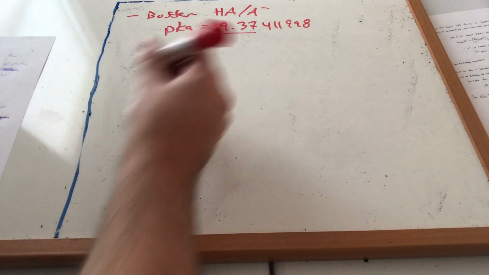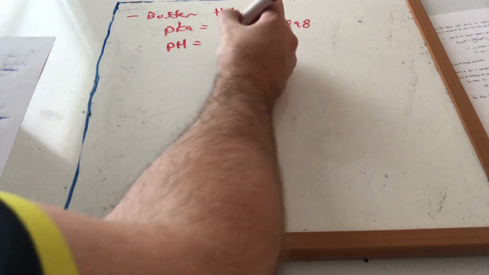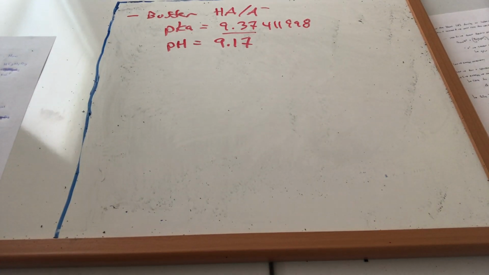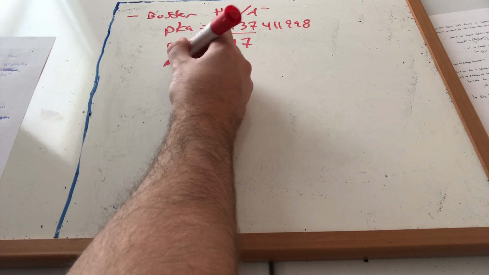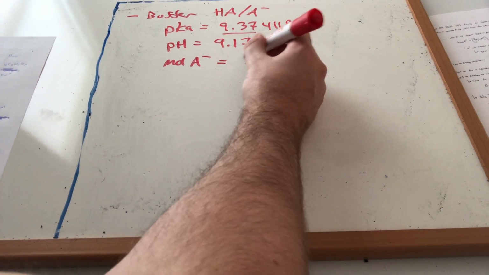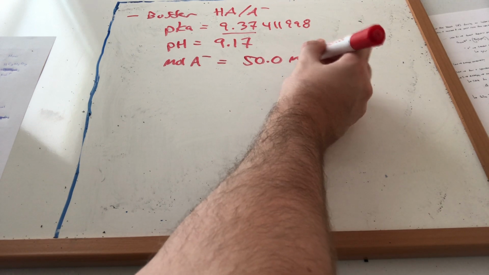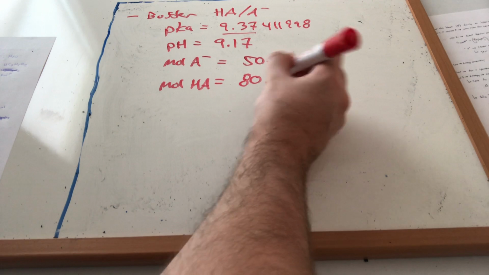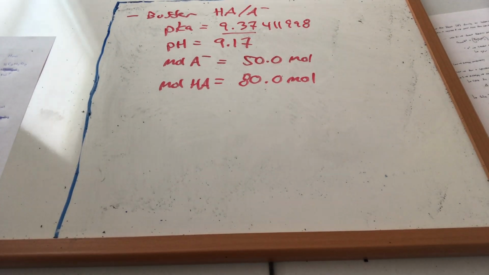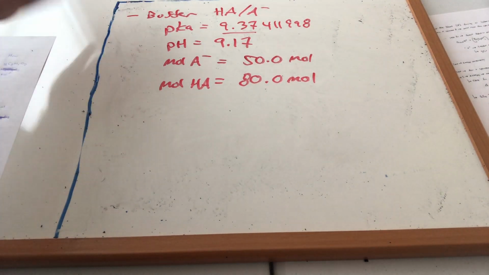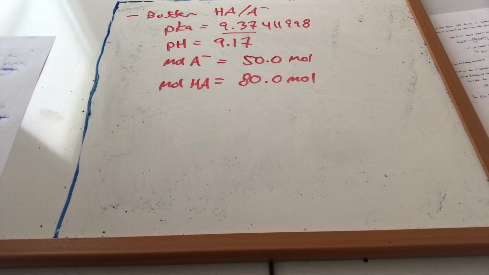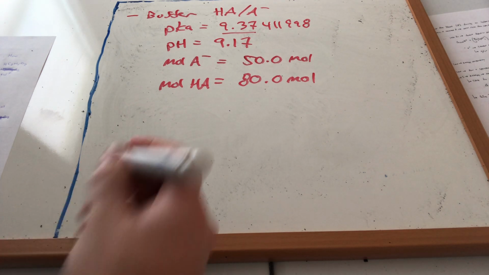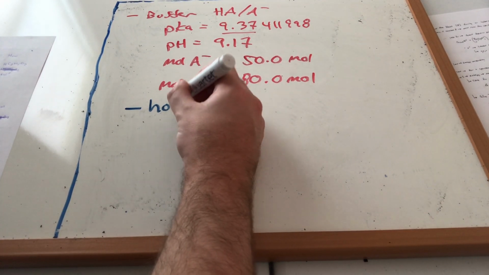This HA/A minus example that we went over had a pH equal to 9.17, moles of A minus equal to 50, and moles of HA equal to 80. What we're going to do now is say, okay, we did this problem, we established this buffer. What would I have to do? How many moles of acid?